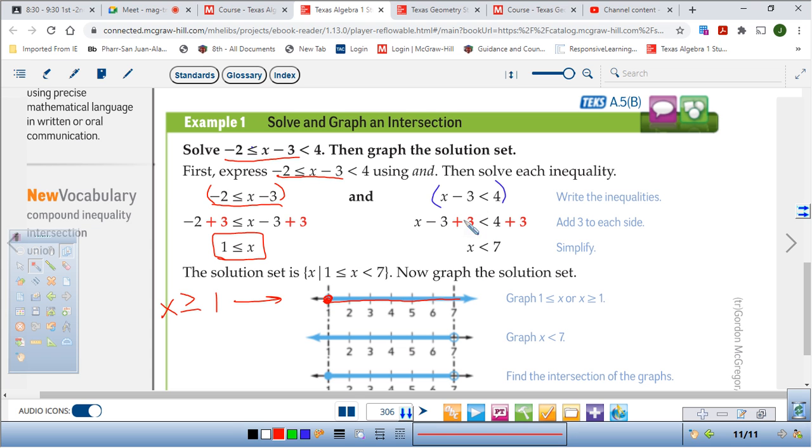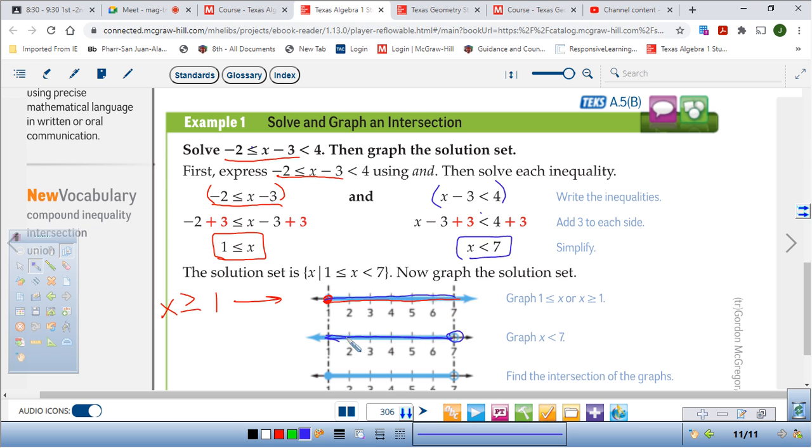Now this next one over here, I'm going to come out here, switch colors. This part right here, I want the x by itself, add 3. That's what they're doing here, both sides, and we get this. Now from a 7, remember, this is a 1. It's on the left-hand side. A 7 is way over here. Shade to the left.